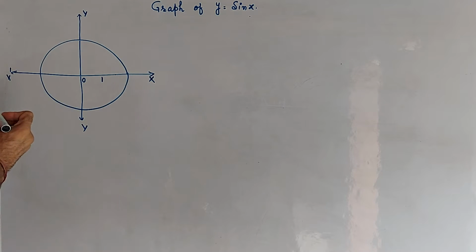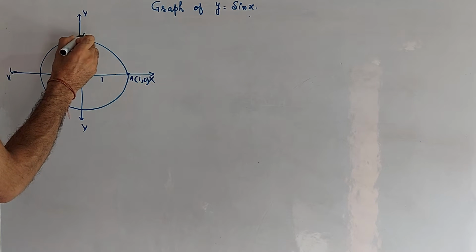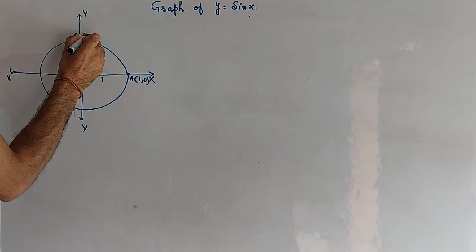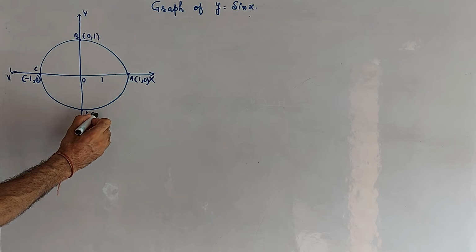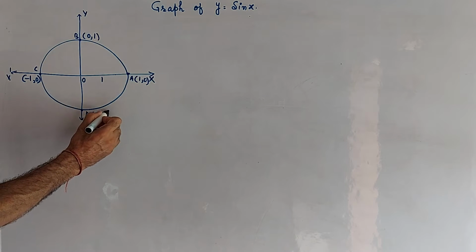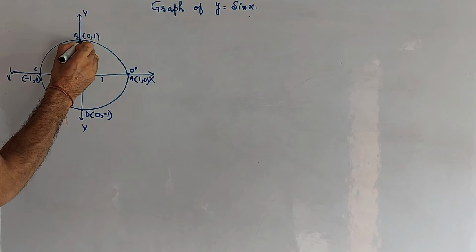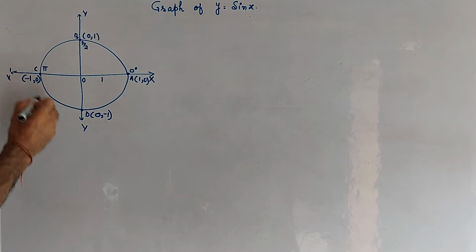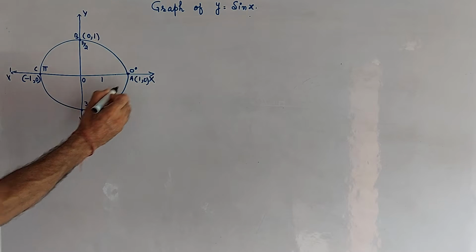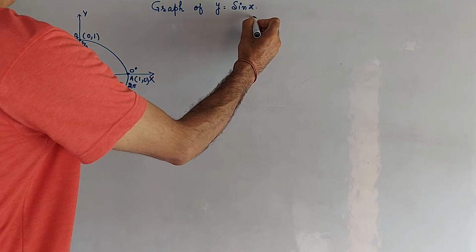Since the radius of the unit circle is 1, this point is (1, 0). B is (0, 1). C is (-1, 0). D is (0, -1). We start from here at 0 degree, or 0 radian, this is pi by 2 radian, pi, and 3 pi by 2, and again here 2 pi.